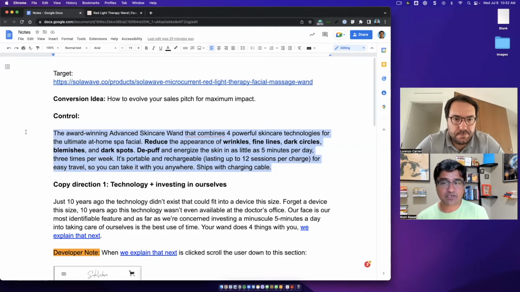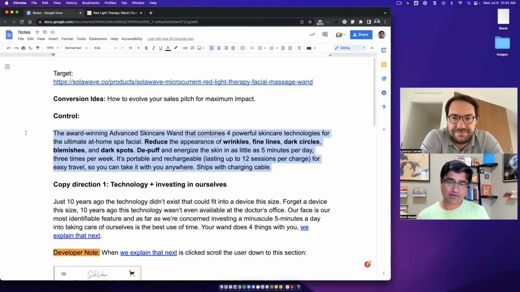It's portable and rechargeable for easy travel, so you can take it anywhere, ships with charging cable. There's nothing fundamentally wrong with this, but this is the kind of copy that one would create where the CEO says, I want to cover all the points. Like we have 3 sentences, we have to cover all the points.